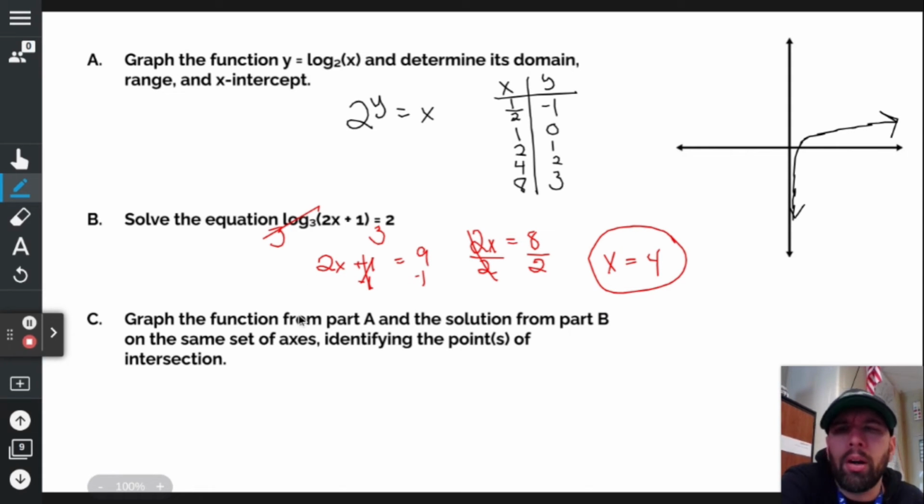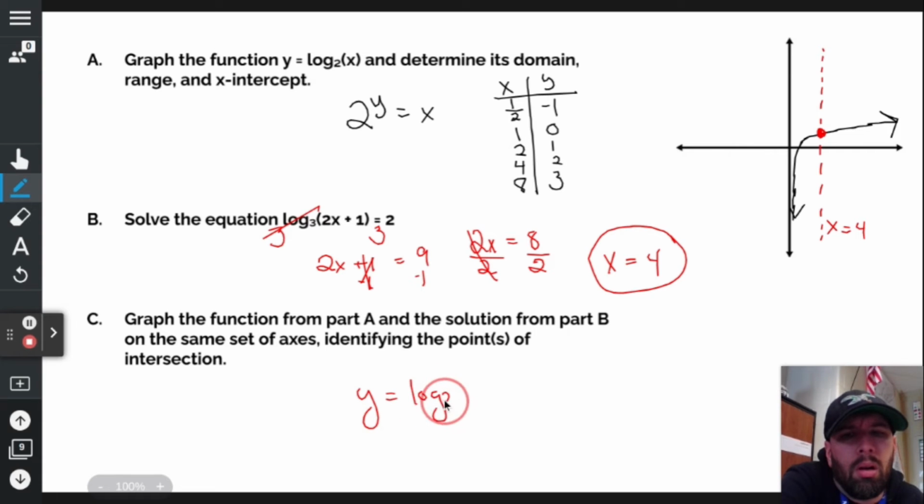Graph the function from part A and the solution from part B on the same set of axes, identifying the points of intersection. All right, so if I were to do that, I guess it wants x equals 4. So you would get something that looks like this. And so the point of intersection would be log base 2 of 4.